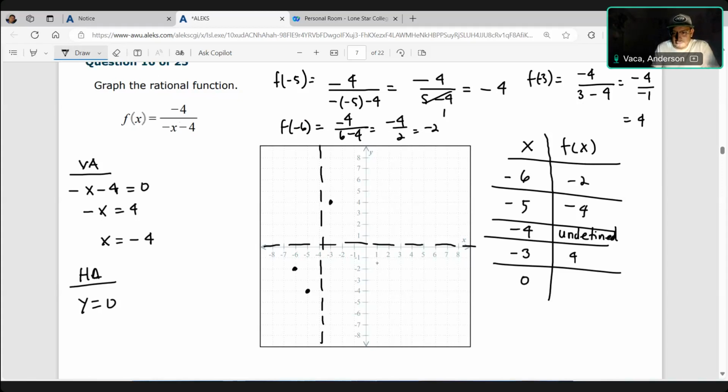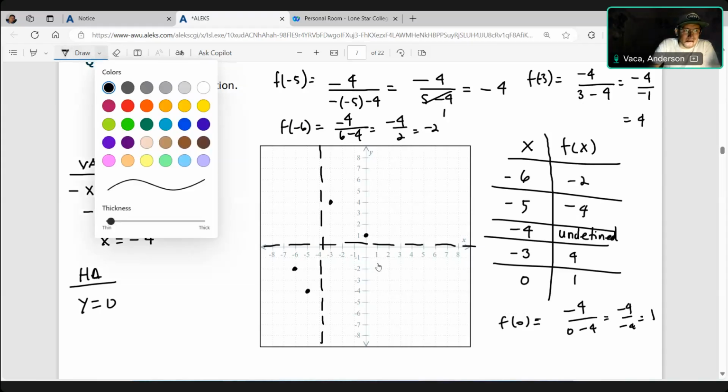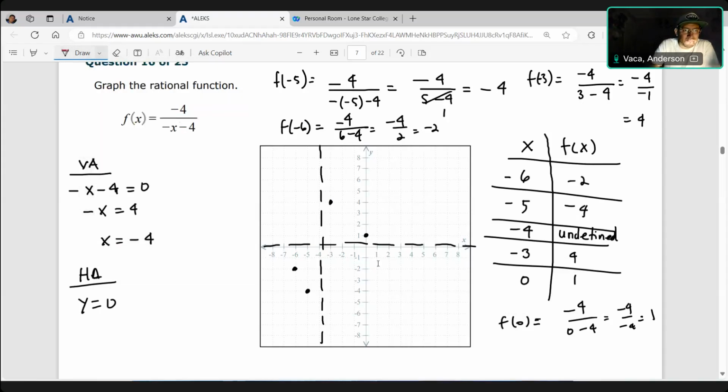And then f of 0, just because we want to get a nice y-intercept here. We got negative 4, 0 minus 4. That will be negative 4 over negative 4, which is 1. So we got 0, 1. And then we let the computer do its thing and said, hey, graph it using these 4 points. And the computer will do something like this.